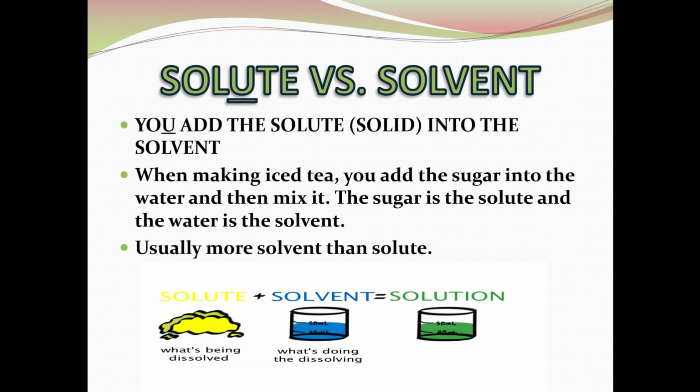So how do you know which is which? You, notice the underline you, add the solute into the solvent. When you make iced tea, you add the sugar into the water and then mix it. The sugar is a solute and the water is a solvent. There's usually more solvent than solute.